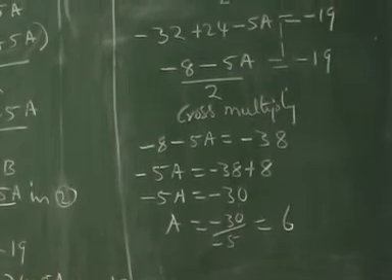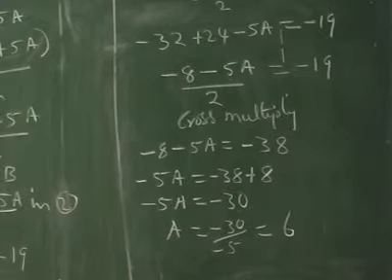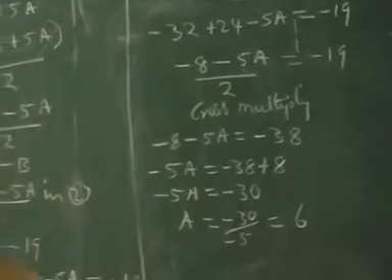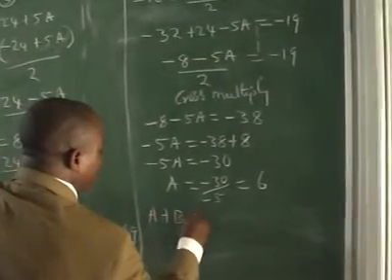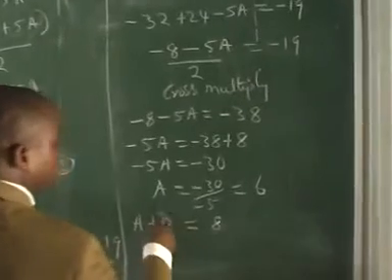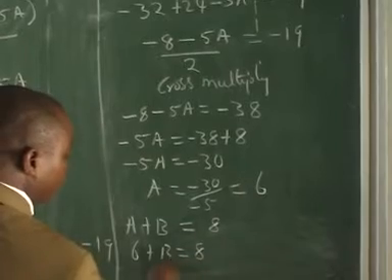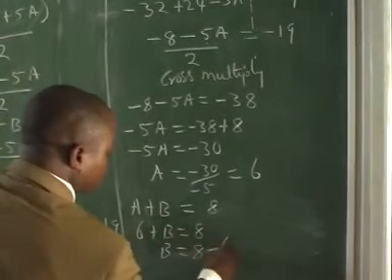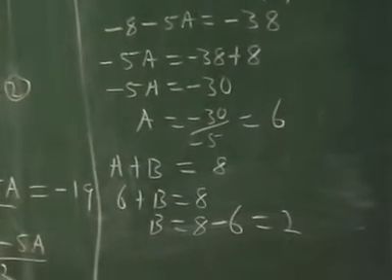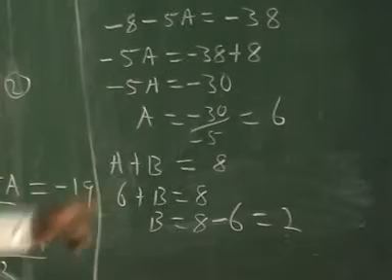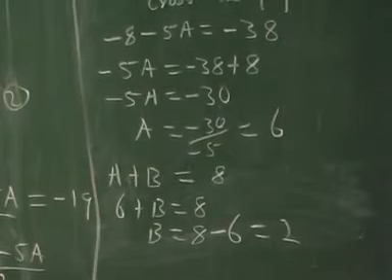We can also solve for B and C. But we know that from equation 1, A plus B was equal to 8. So now that we have A to be 6, we put 6 plus B is equal to 8, so that B will be equal to 8 minus 6, which is 2. So now B is 2 and A is 6. So we can now put A and B in equation 2. Then we will get C.